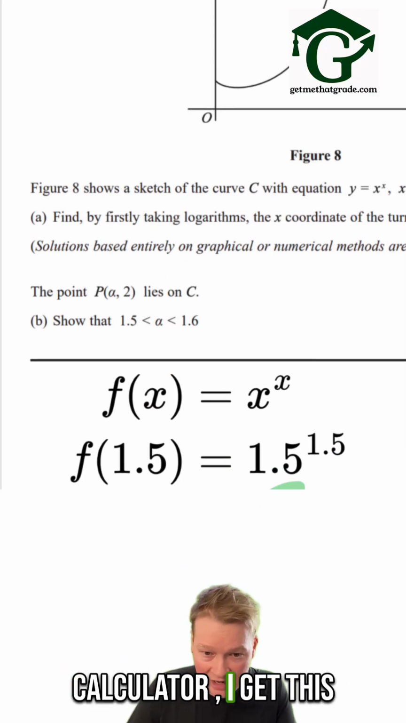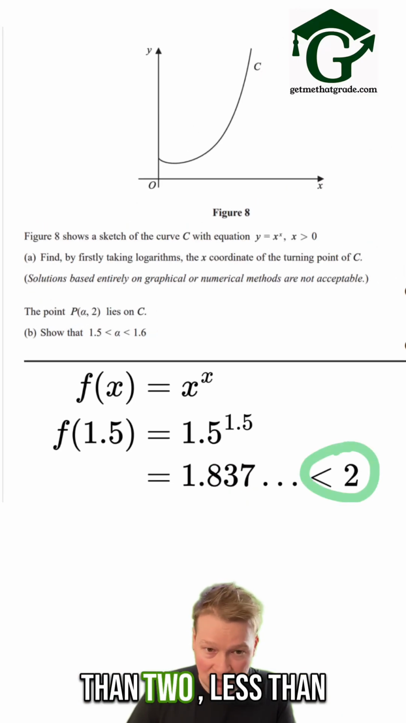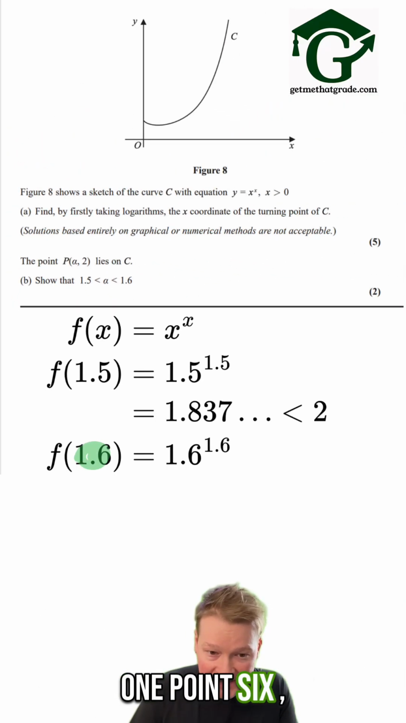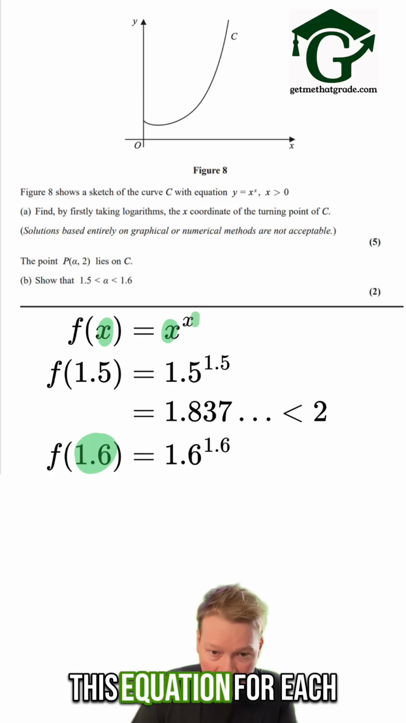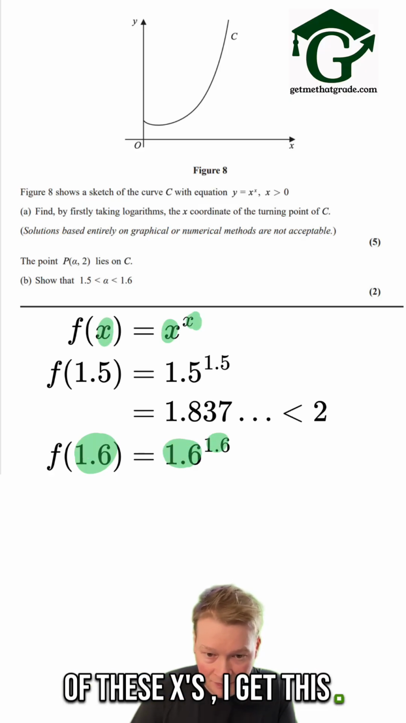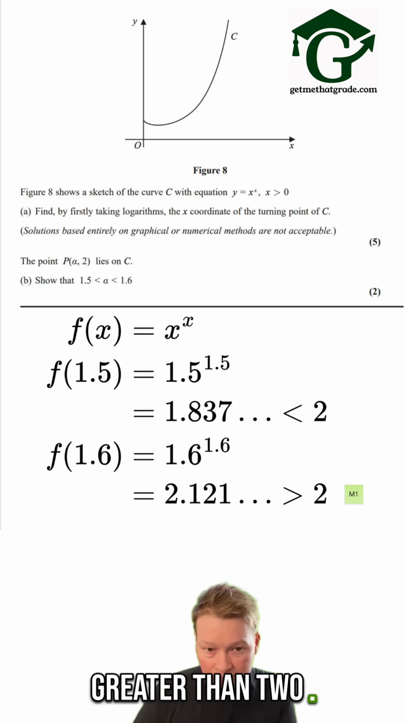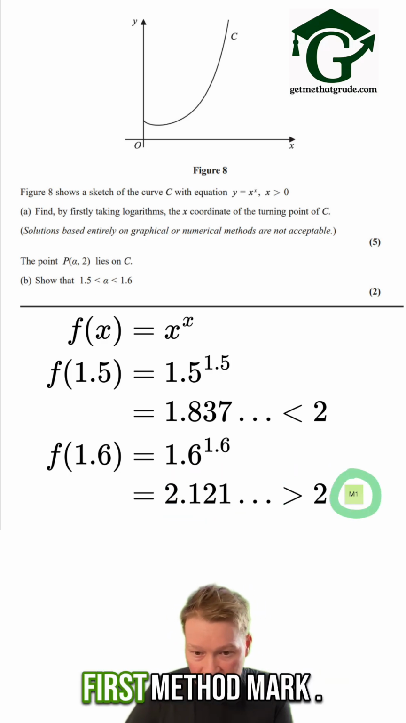Putting that in the calculator, I get this value, which is less than 2, less than the y value of P. If I do the same with 1.6, substitute that into this equation for each of these x's, I get this. And if I use the calculator to evaluate that, I get this number, which is greater than 2. If you do both of those things, we get our first method mark.